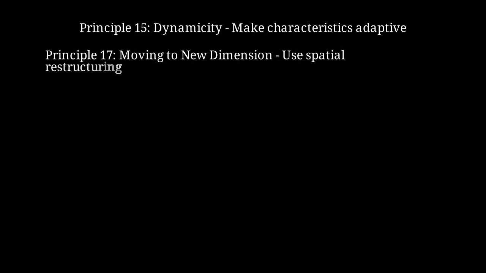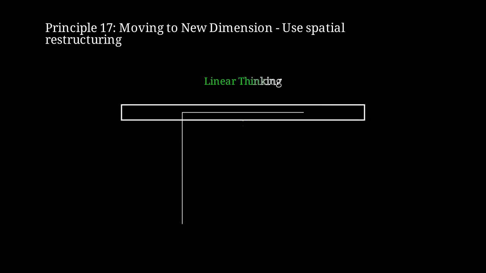Principle 17 is moving to a new dimension. Transition from one-dimensional to two-dimensional or two to three-dimensional thinking. This is powerful for breaking mental fixation. When stuck in linear thinking, expand to two-dimensional network thinking. Instead of a sequence of ideas, create a web of interconnected concepts. This opens new solution pathways.